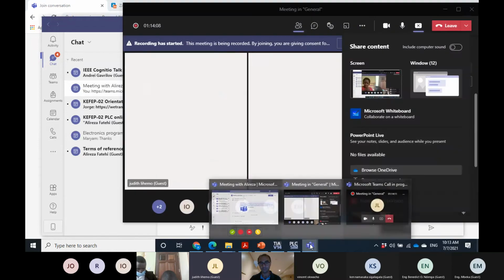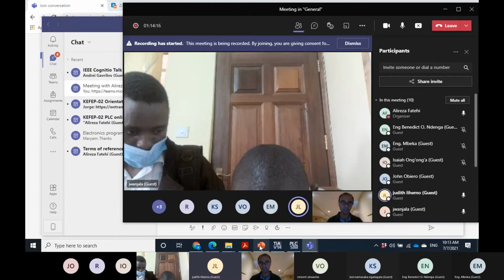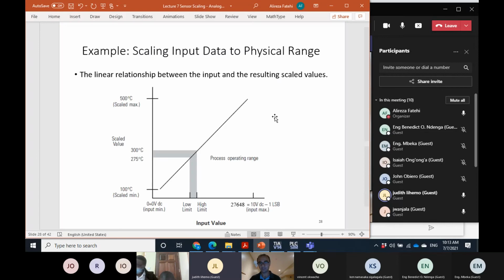Okay, can you see the screen? Yes, where we were. Good. I don't know what happened, but there was a power outage just for a few seconds, and then for the internet to restart, it takes time for the internet switch to restart. Okay, so let me continue.